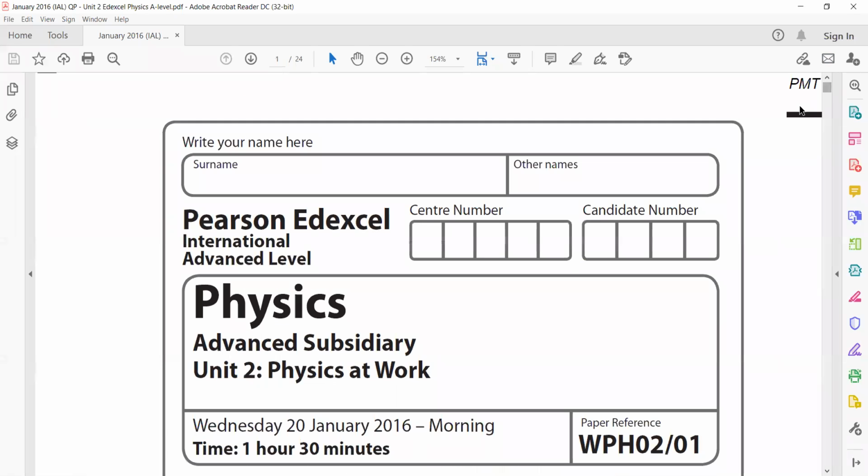So this was January 2016, Unit 2 of IAL Physics.